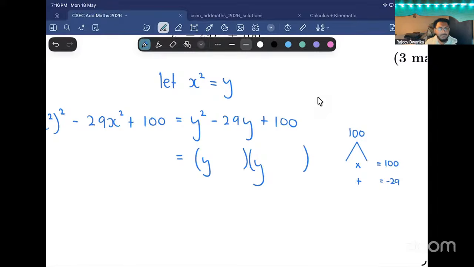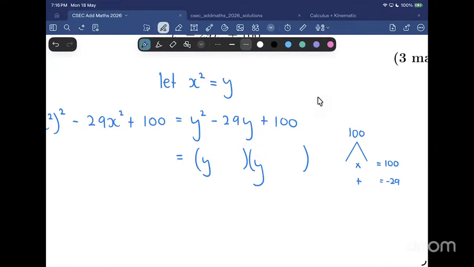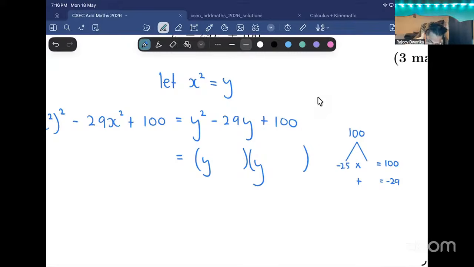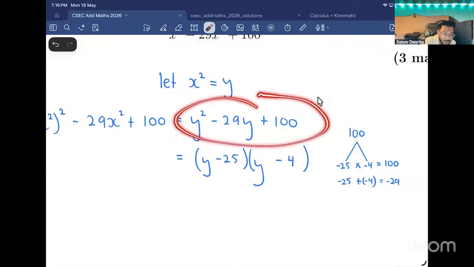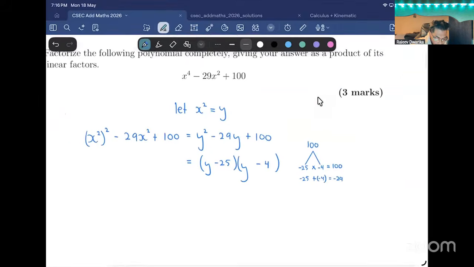Any suggestions? Minus 25 and minus 4. Good. Minus 25 and minus 4. So I'm going to put minus 25 here, and minus 4 here. And if I expand this out, I'm going to get back the y squared minus 29y plus the 100. Nice.